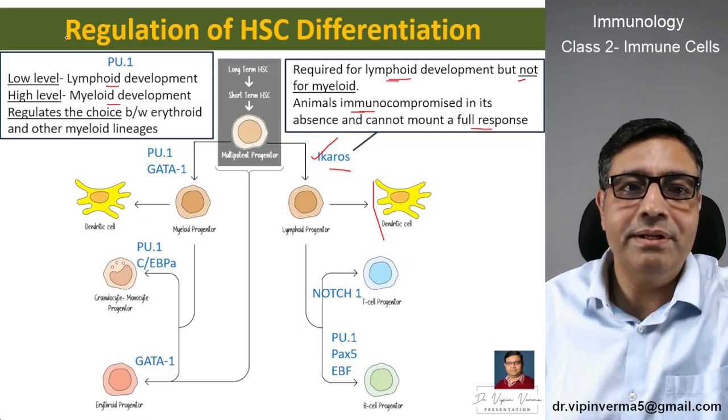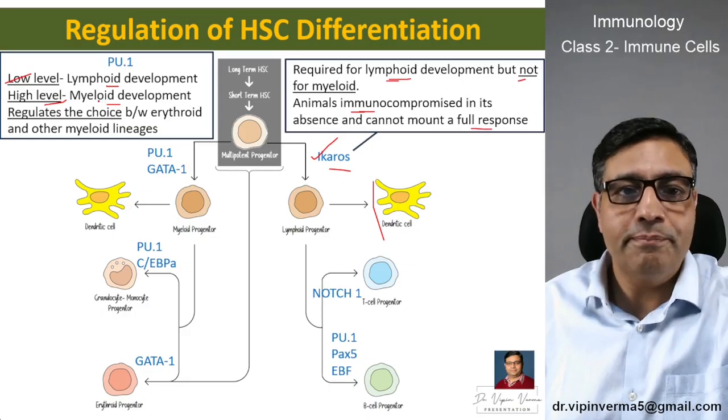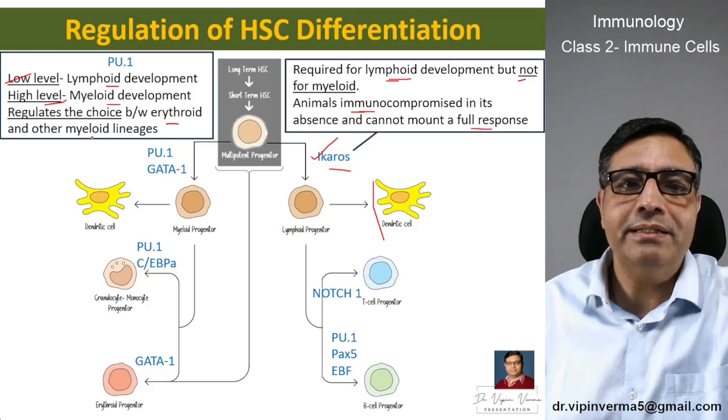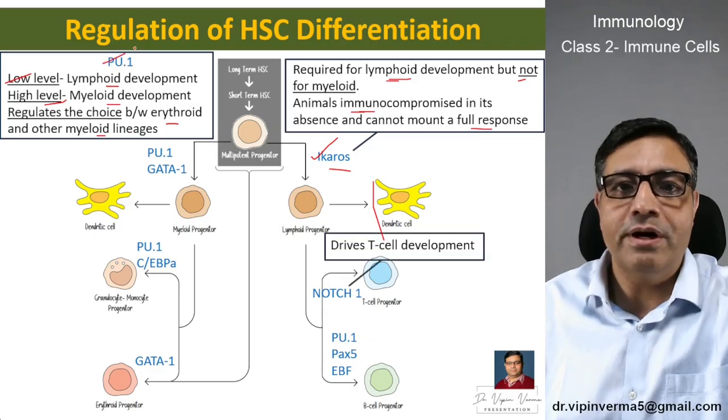Now here is an example. The low levels of PU.1 cause the cells to drive towards lymphoid development, and the high levels cause them to move towards myeloid development. So it regulates the choice between erythroid and the other myeloid lineages. So it's a very important transcription factor, PU.1.